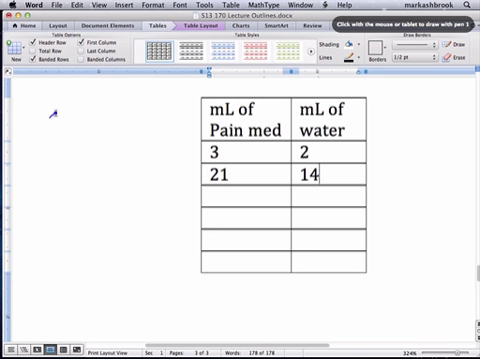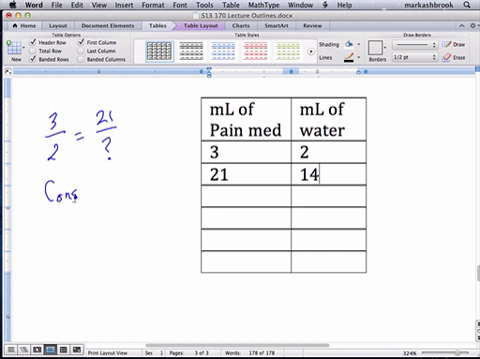Okay, so you were thinking, all right, we know med to water is 3 to 2, and so if I got 21, you're asking what value is going to maintain a 3 to 2 ratio. Which type of reasoning is that? Constant ratio. So with constant ratio, make sure it's the ratio of how much of one quantity to the other. So in this case, pain medication to water, constant ratio.